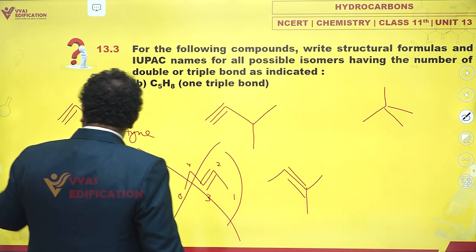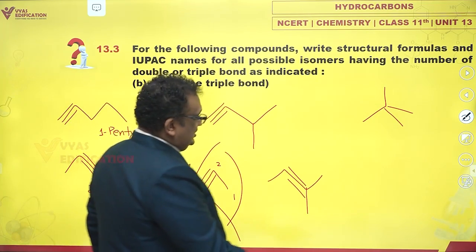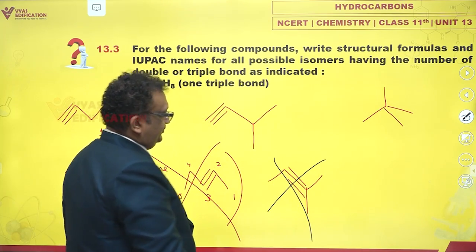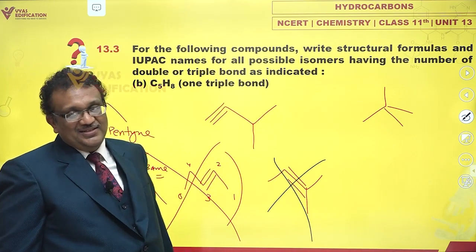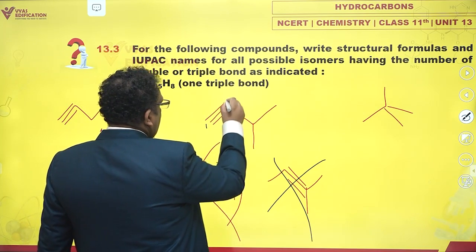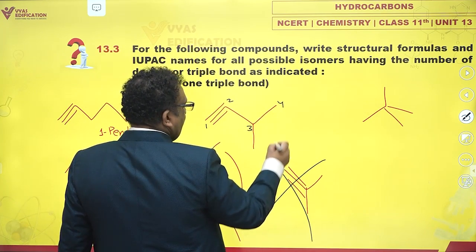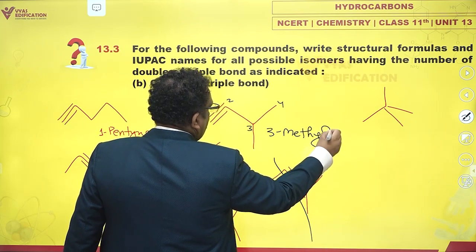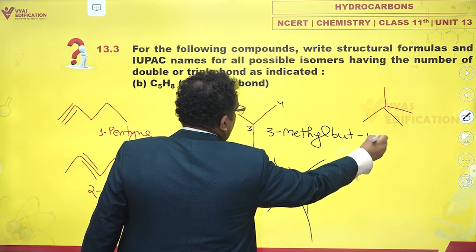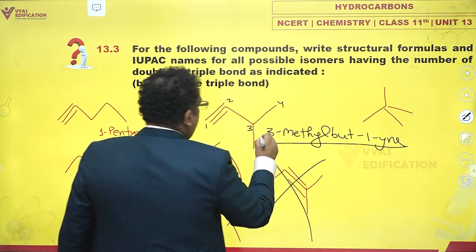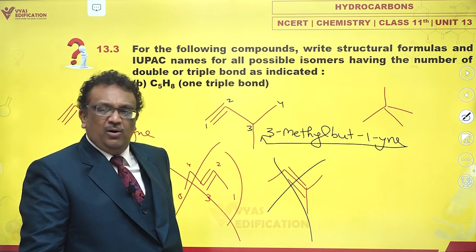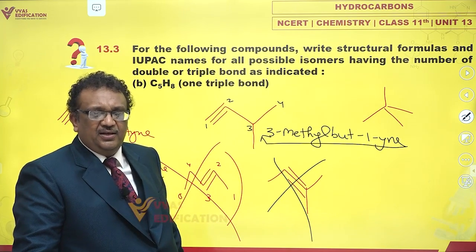Now carbon possibly cannot make 5 bonds. That is preposterous. That's totally wrong. No. Is this correct? Yes. What do I write? 3-methylbut-1-yne. This is the structure. 3-methylbut-1-yne or 3-methylbutyne. Either way it is correct. No problem.